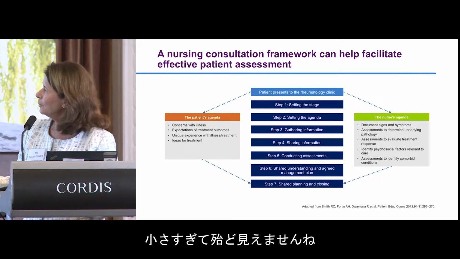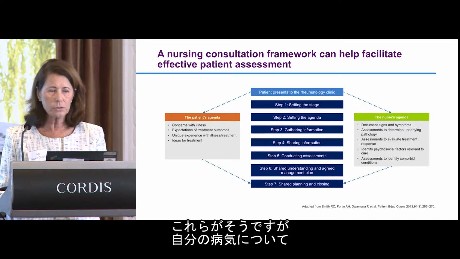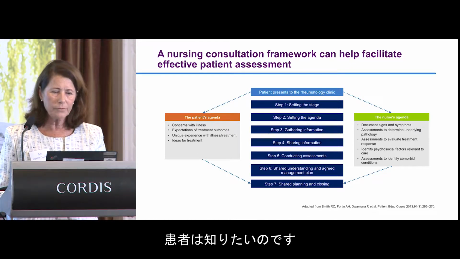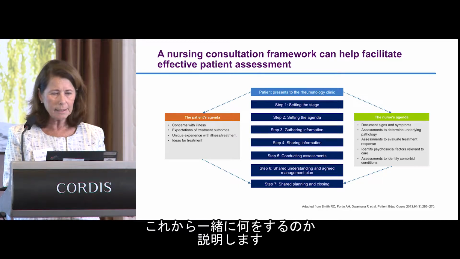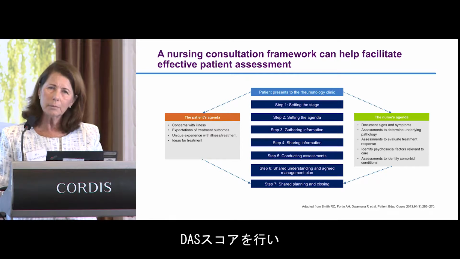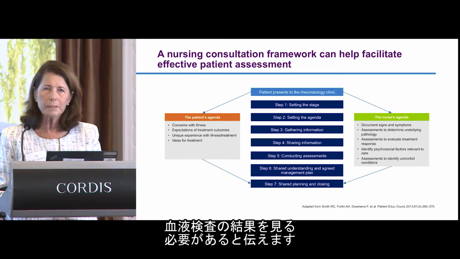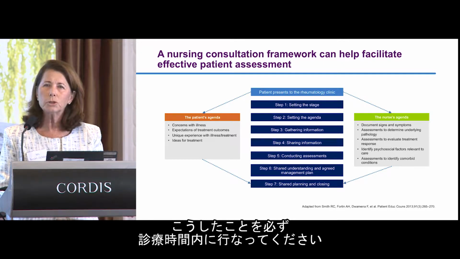This is so tiny you can barely see it. The patient comes with all sorts of concerns when they come to clinic. Those are the things they want to know about their illness, what should they expect, all of those things. And what we need to do is make the patient comfortable, explain what you're going to do in the time you have with them, and then tell them what I have to do is I have to do a DAS score, I have to look at your blood results, but I want to know what you're anxious about, and we will make sure we cover that in this clinic appointment.